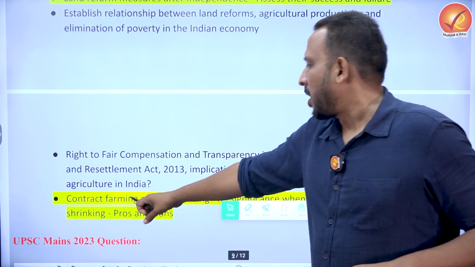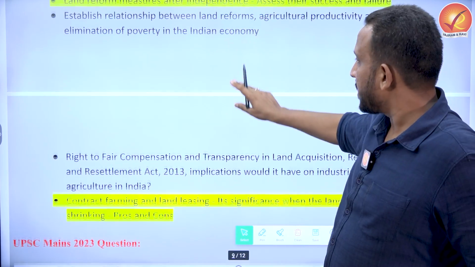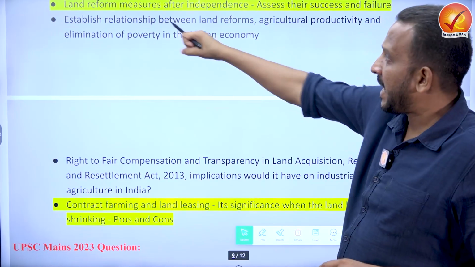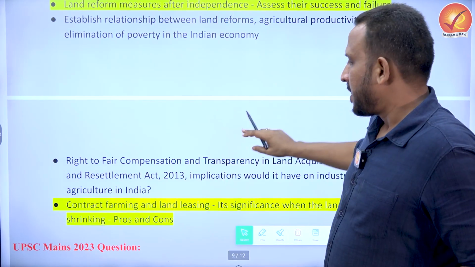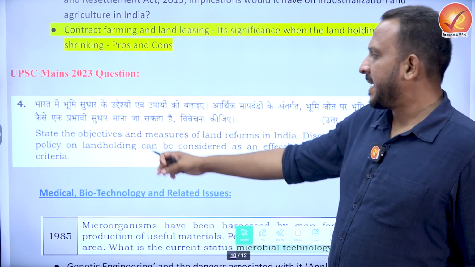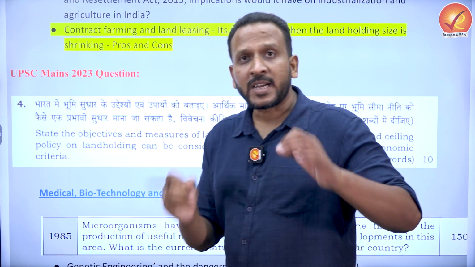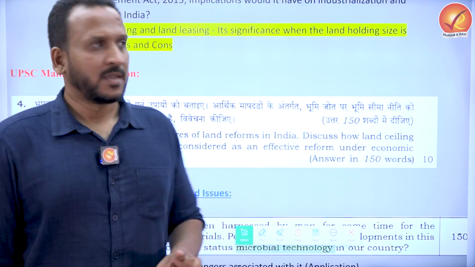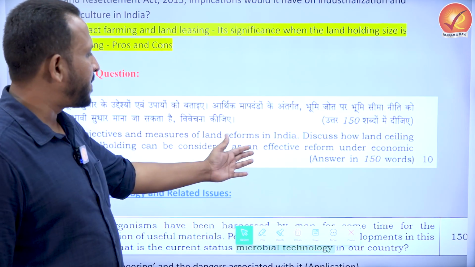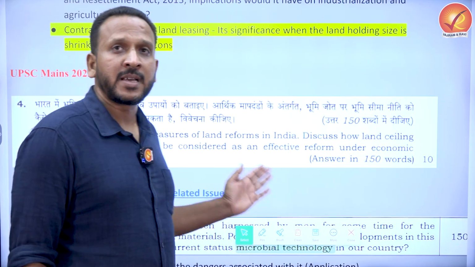See, contract farming and land leasing was a question back in 2015, and even in 1993 we have land reform measures. Do see this question in Mains 2023: State the objective and measures of land reforms in India. Direct question. Discuss how land ceiling policy on land holding can be considered as an effective reform under the economic criteria.